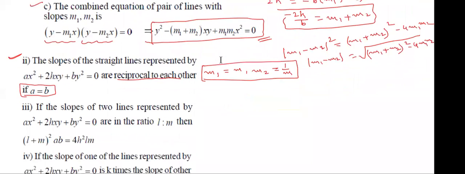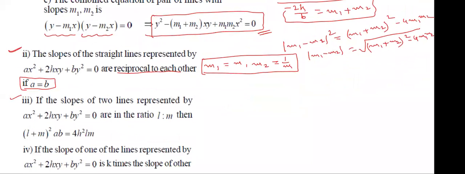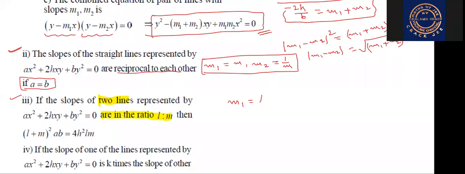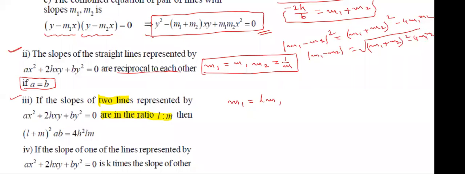Okay friends, now I am going to the third point. If the slopes of two lines are in the ratio l is to m, then what is the condition? Slopes are in the ratio, that means m1 is equal to lm, m2 is equal to m. Here we have taken l is to m, so that is the problem.